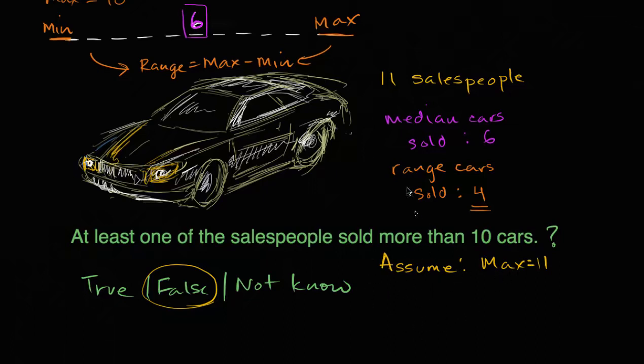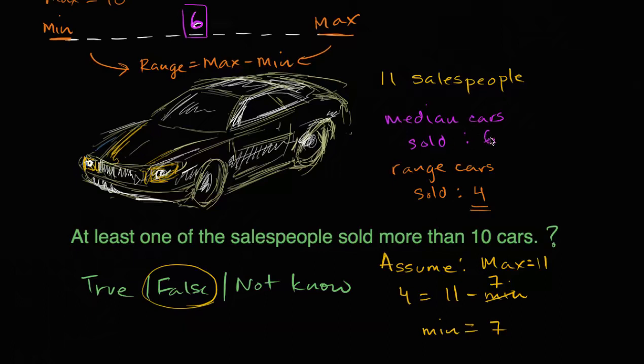Well, we just have to remind ourselves, range is equal to max minus min. So 4 is equal to the maximum, 11, minus the minimum. So 11 minus what is equal to 4? Well, 11 minus 7 is equal to 4. So if we assume that the maximum is 11, then the minimum is going to have to be equal to 7. Now, can the minimum be 7 when your median is 6?